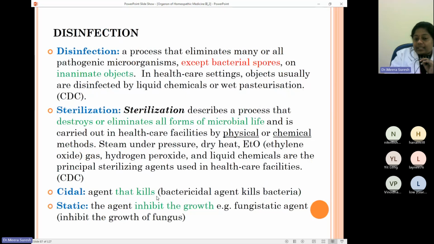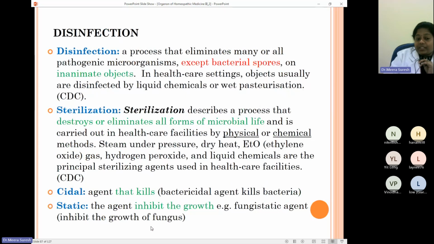So bactericidal is an agent that kills bacteria, and static means to make something stationary. It is not killing, it is just making it stationary or static. Technically, it is an agent which inhibits growth. They're not killing, but they are inhibiting the growth of that bacteria. The bacterial reproduction doesn't happen. That is what a static agent means.